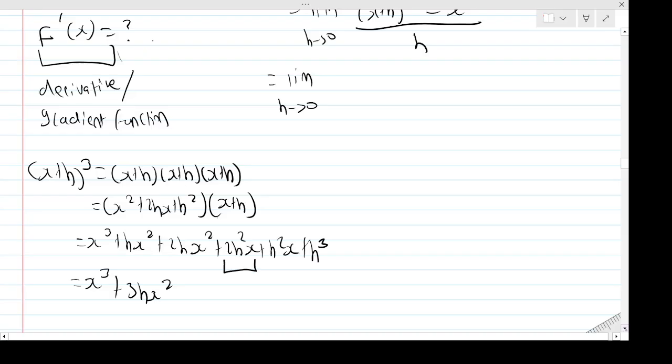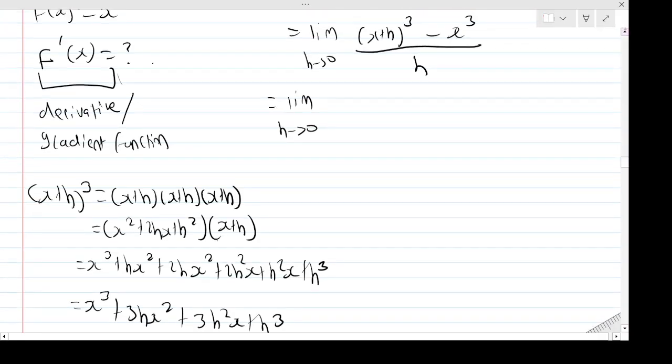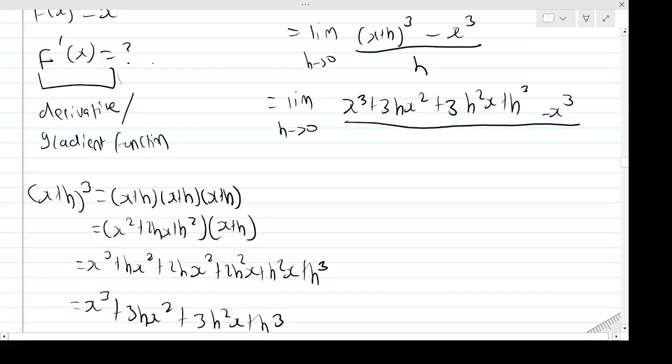So 2h squared x and another h squared x will be 3h squared x, okay? Then we've got an h cubed, and that's there, and then that's simplified. So now we've expanded this bracket, we can substitute this result into here, right? So then (x plus h) cubed is going to be x cubed, add 3hx squared, add 3h squared x, add h cubed, take away x cubed, all over h, right?